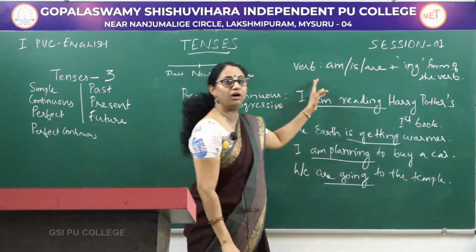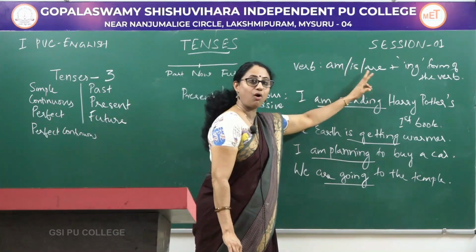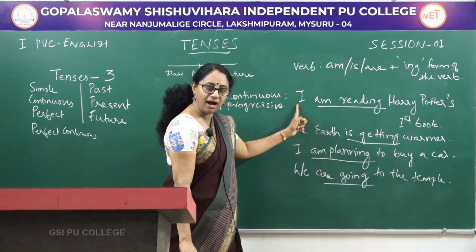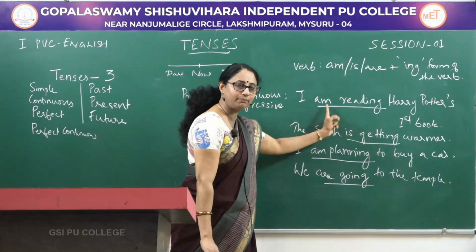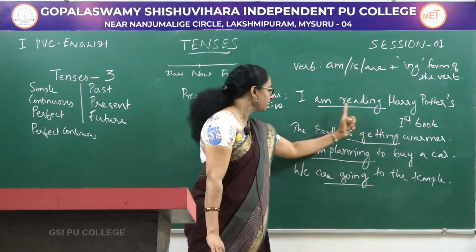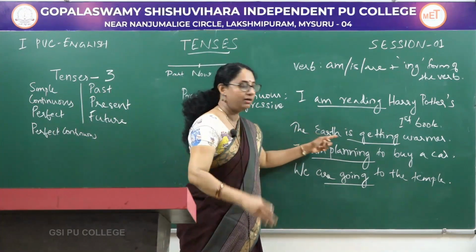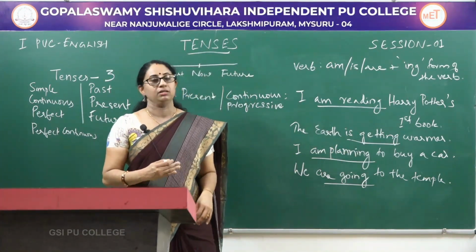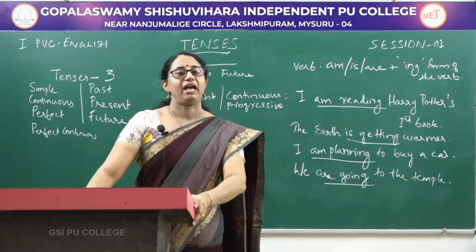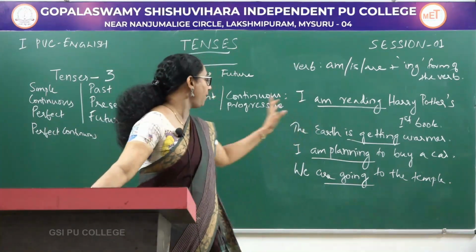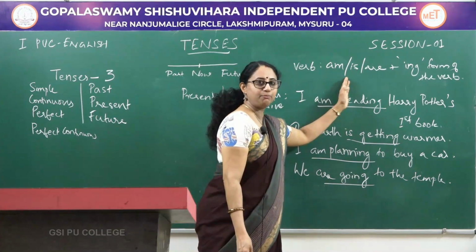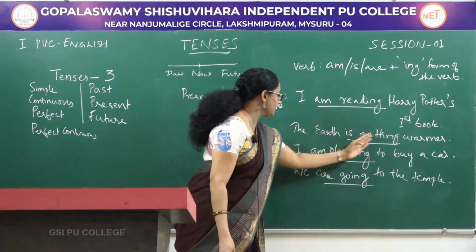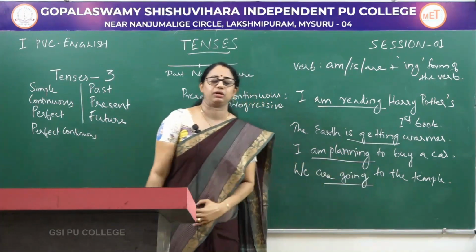And I have already told you about the verb part, am or is or are plus the ing form of the verb. You can look at these examples. When I use I as the subject, I have to use am plus the ing form of the verb read. When I have used the earth, it is singular. So, I have to use is. Similarly, when we use a plural subject or when you use second person you, we have to use are. So, the verb part is represented in present progressive in this way: am, is, are plus the ing form of the verb. Am reading, is getting, am planning, are going, etc.